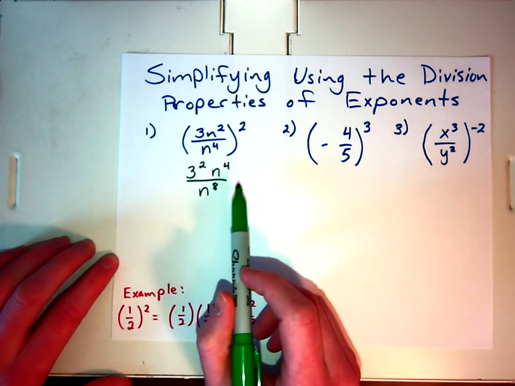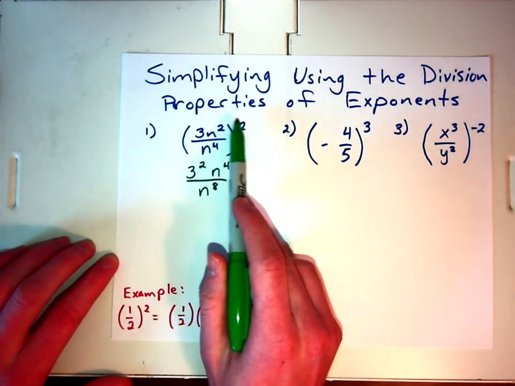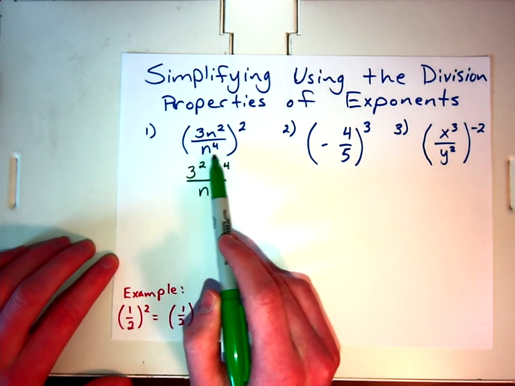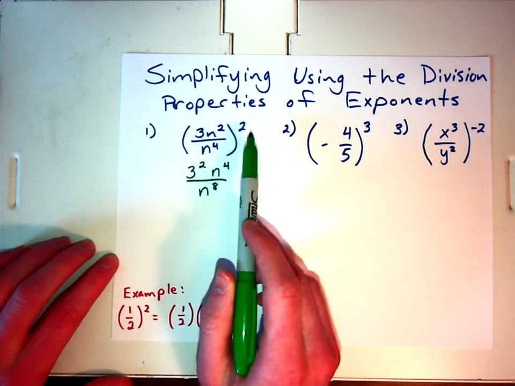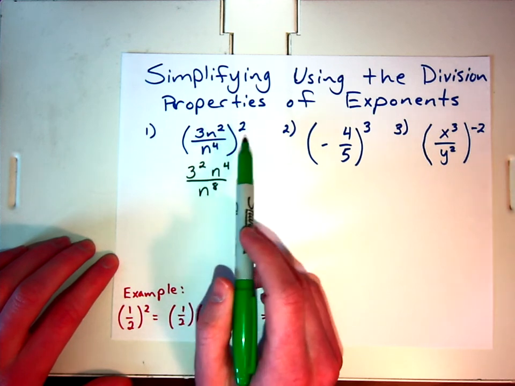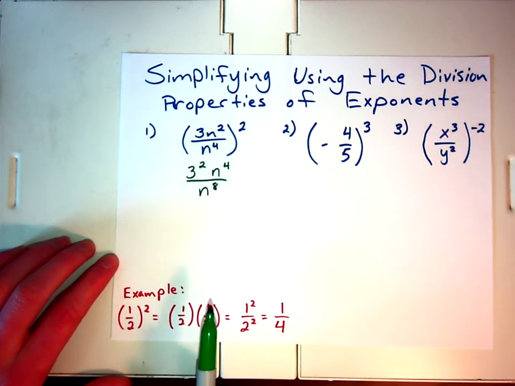So we need to make sure that that 2 goes to everything. It doesn't just go to the numerator, it doesn't just go to the first value. It goes to everything.